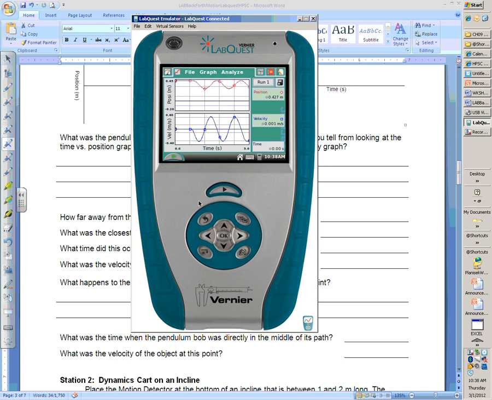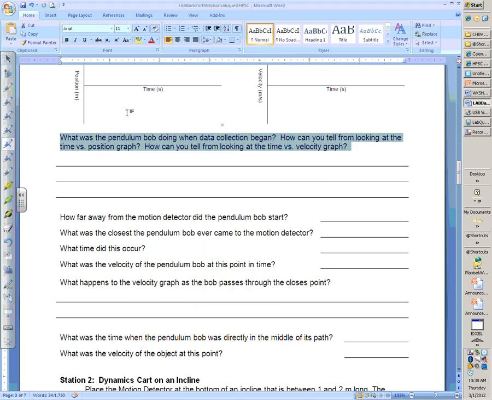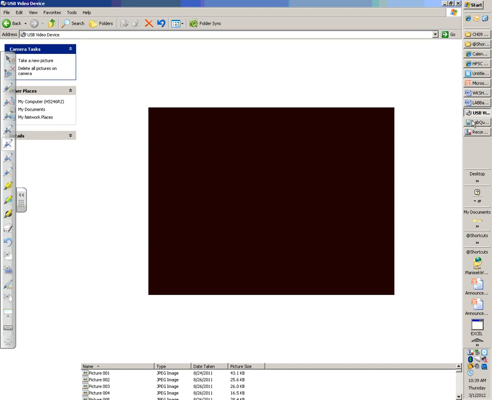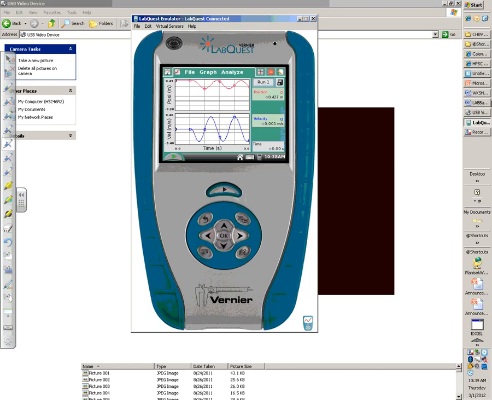Okay. All right. Next question says, what was the closest that the pendulum bob ever came to the motion detector? So if I pull my LabQuest emulator back up, oh, not that one, this one, okay. If we look at the position graph, right, it starts off constant, but then what happens to it? Well, it does waver. It comes to it. These position values get closer, right? So I'm going to point right there, okay?